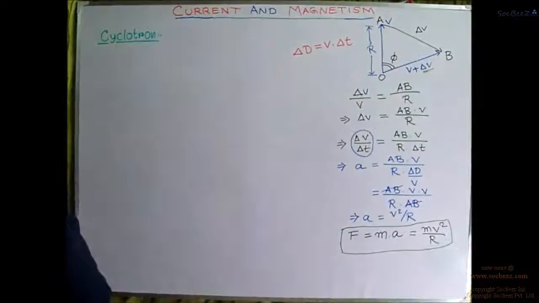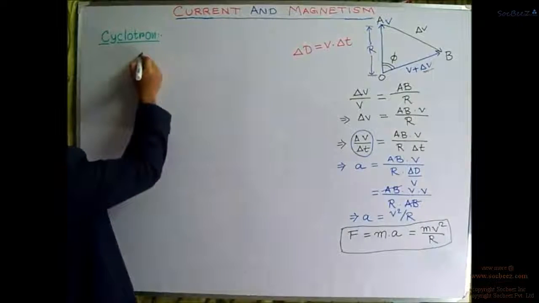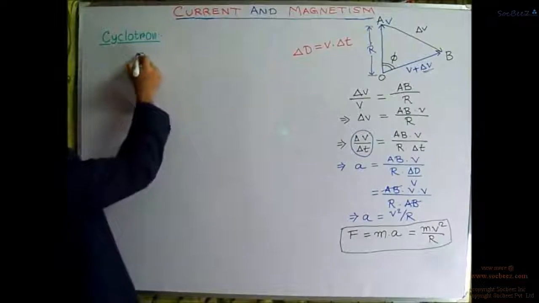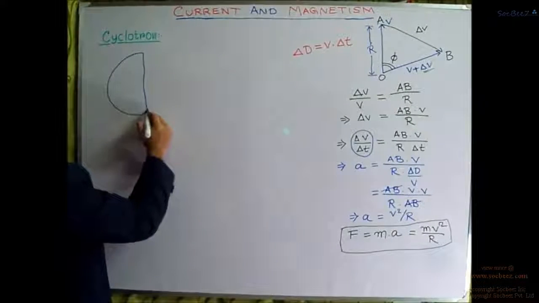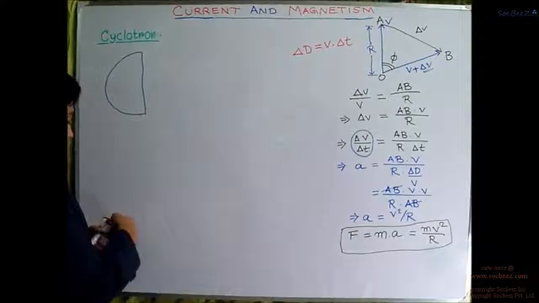First of all, we need to understand that over here there are two D's. Now what is D?